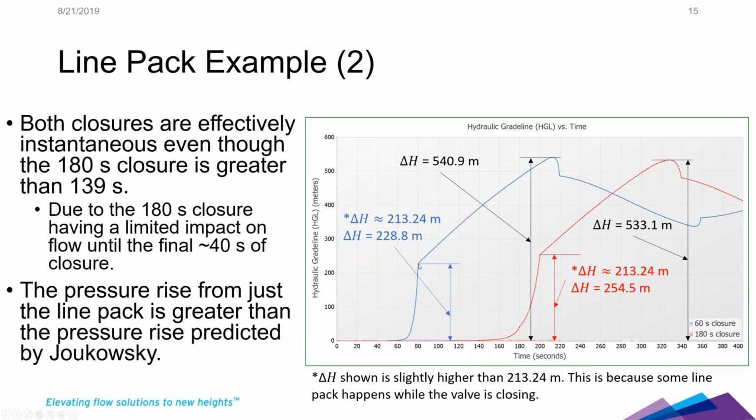And then you can see after the valve is fully closed, we kind of have this slope change. There's this almost discontinuity. And from here to this point, we see that is line pack. That's what's happening. We're getting some head loss recovery at the valve. That's really kind of what's happening there. And we see that the delta H in that case is actually 540.9 meters. That is more than double what was predicted by Joukowsky. And if we look at the 180-second closure, it's 533.1, all negligibly different.